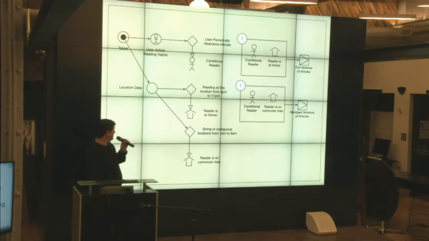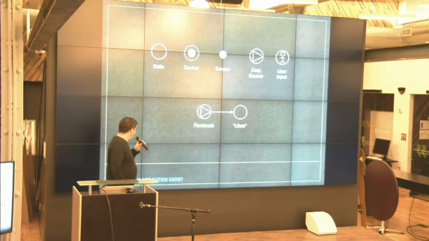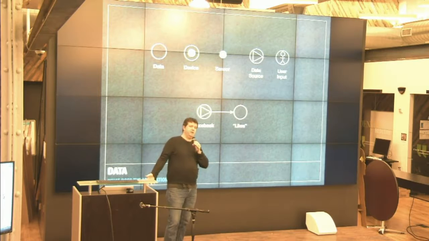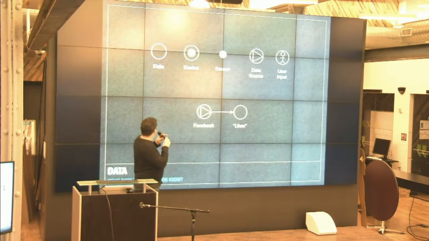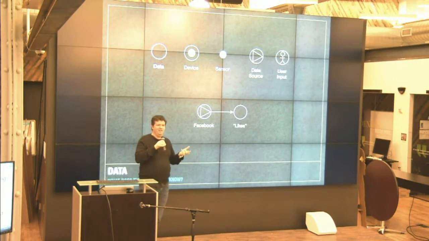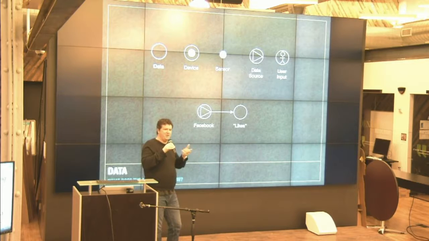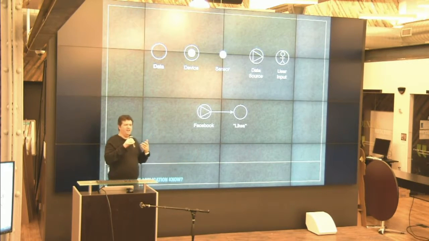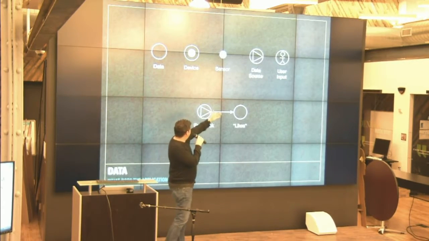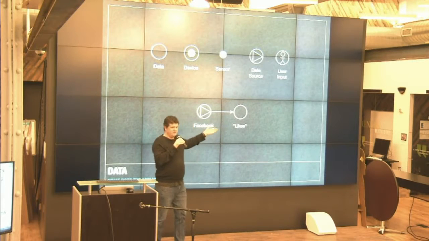So let's have a deeper dive. The first area of concern we wanted to look at was data. What does the application know? So we have our data symbol up here at the top. Now, data does not spring into existence out of nowhere. It has an origin. It is of concern to us where this data is coming from. So the rest of this has to do with the origins of data.